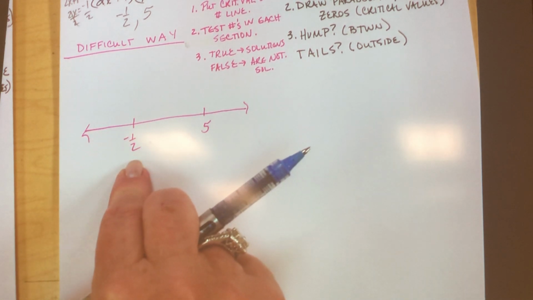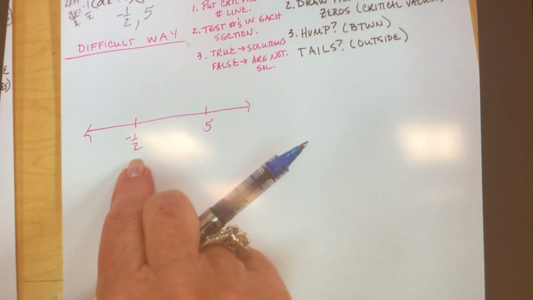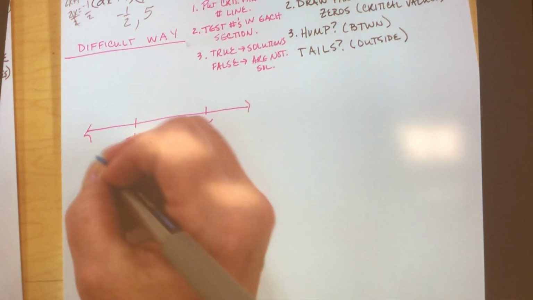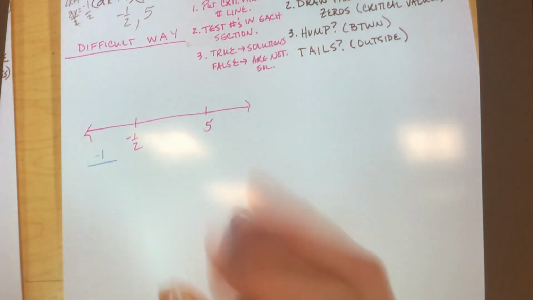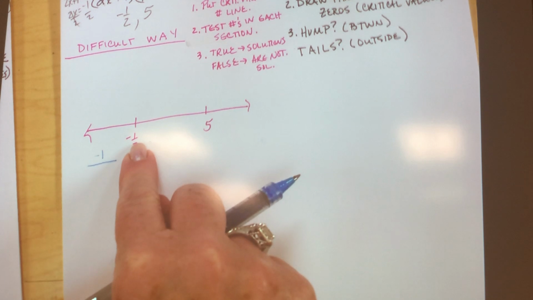People, I don't care what number you pick. You can pick -953 if you want to. I'm going to pick the easiest one, which is -1. Okay? If you want to pick -7/8, go for it, people. I don't know why, because people are crazy. All right, so I'm picking -1. All right? Because -1 is to the left of -1/2.